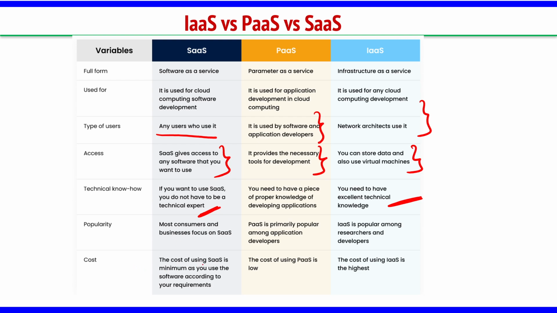Cost, if you see, the cost of using SaaS is very minimum. This is also low, whereas infrastructure is the highest, because they are giving you hardware as a service. So you will have to pay a lot of money here, right. Again, popularity: most consumers and businesses focus on this, whereas PaaS is used for developers, and IaaS is mostly used by researchers and again developers, right. Just a quick overview for understanding these three service delivery models.